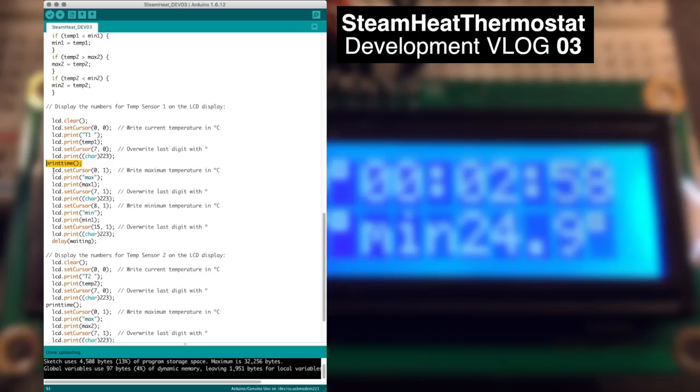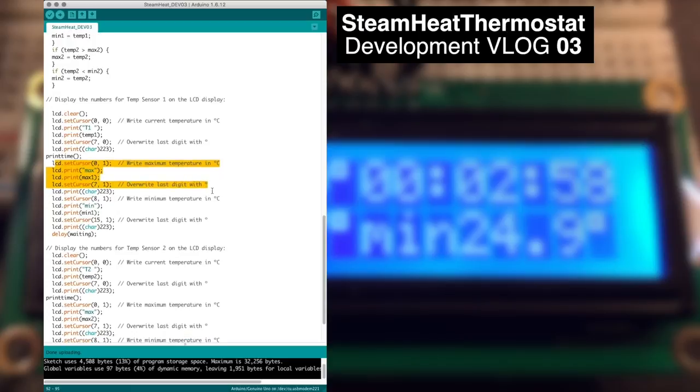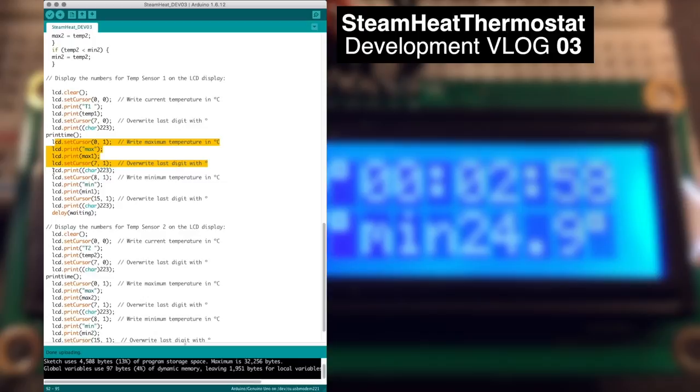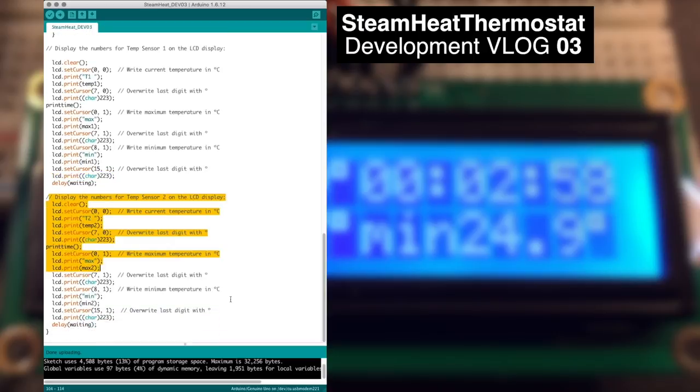Then I set the cursor to the lower line, print the maximum temperature, overwrite the last digit again with the degree symbol. Do the same on the right with the minimum stuff. Also overwrite the last digit with the degree, and then I do the same for temperature two. And that's it.